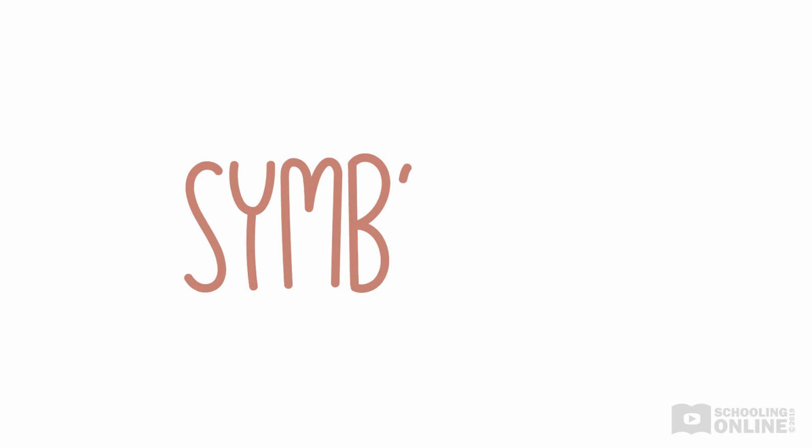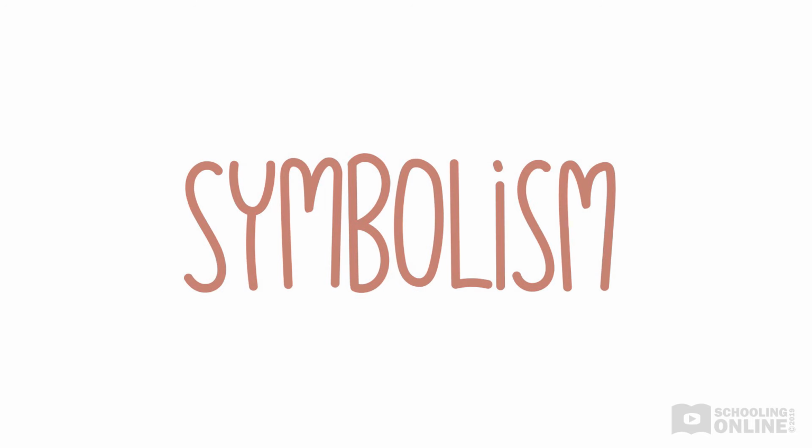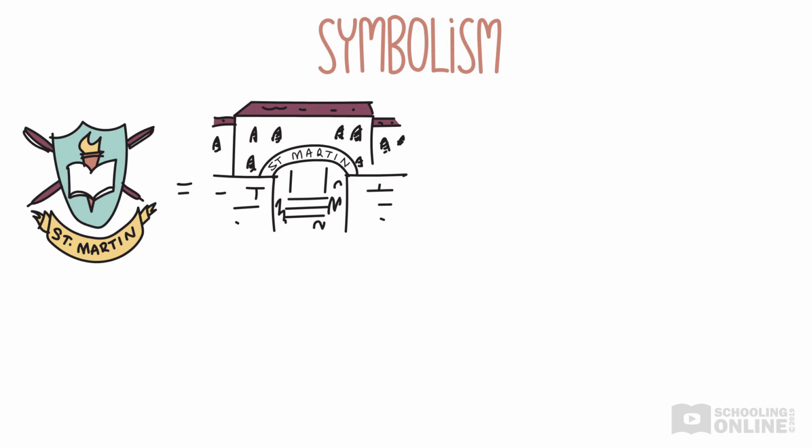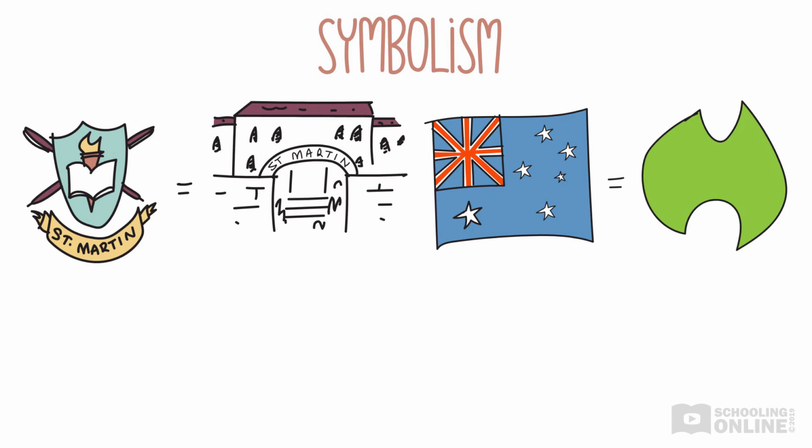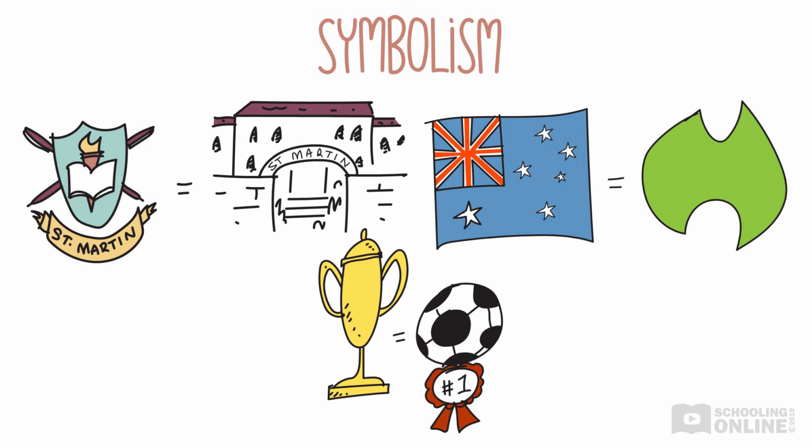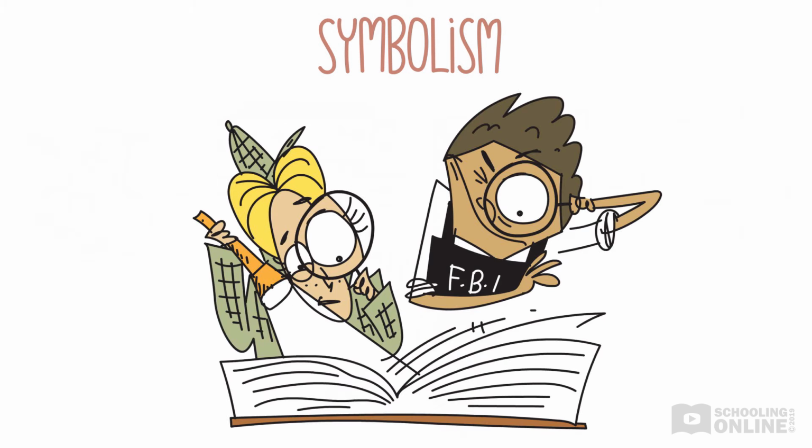Another common technique is symbolism. A symbol is an image or object that represents a deeper idea. Symbols are everywhere. Your school logo is a symbol of your school. Our flag is a symbol of our nation. A trophy is a symbol of your success in sport. In the texts you study in English, look out for more subtle symbols, almost like clues that the composer inserts to help create meaning or a message.